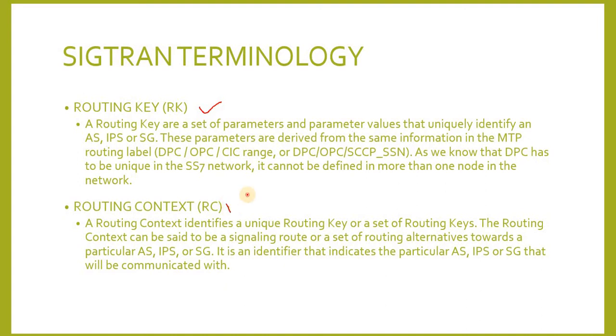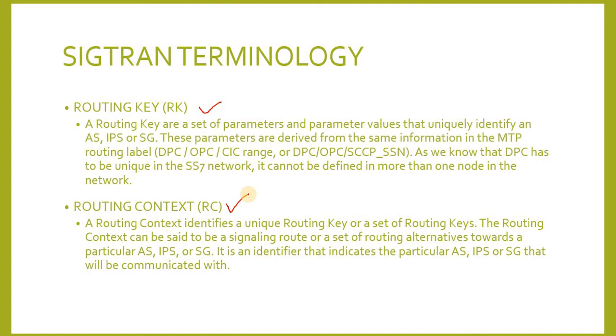Routing context, RC. A routing context identifies a unique routing key or a set of routing keys. The routing context can be said to be a signaling route or a set of routing alternatives towards a particular AS, IPS, or SG. It is an identifier that indicates the particular AS, IPS, or SG that will be communicated with.